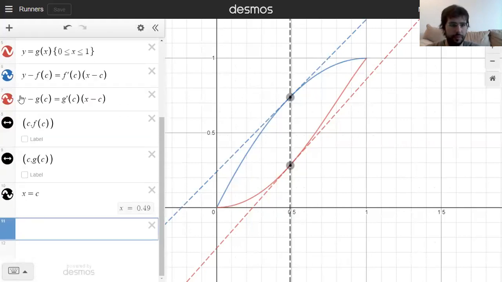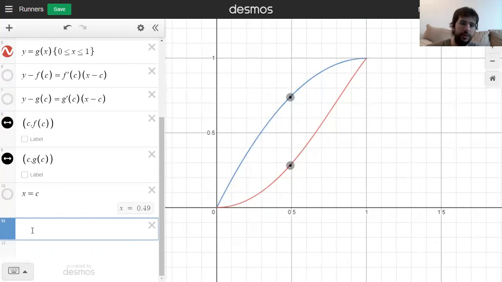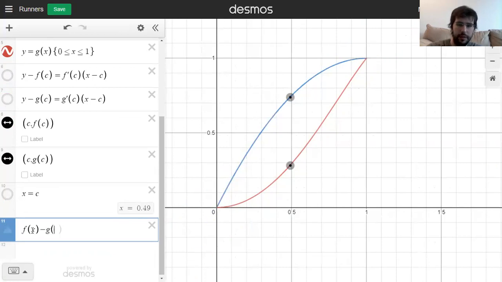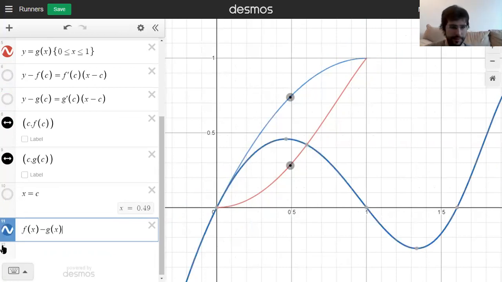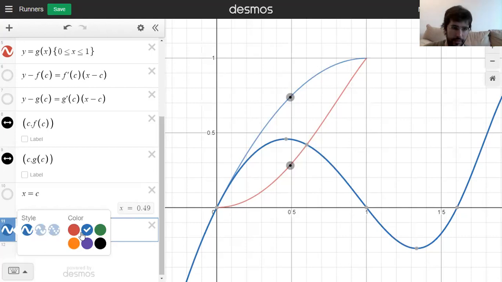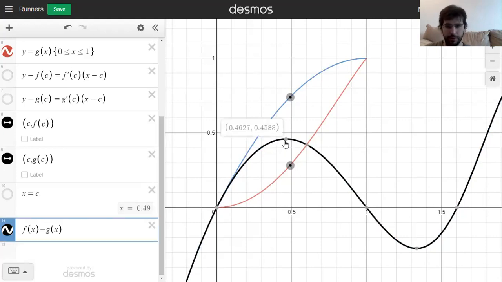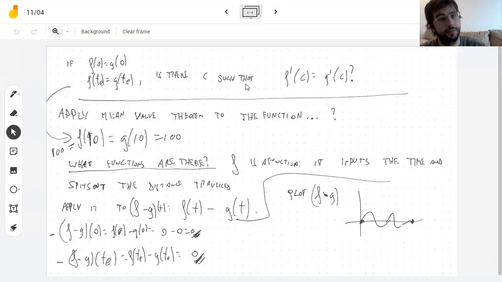So here's the two runners, and here's f minus g. Like I promised, this one begins and ends at zero. So what's happening here is that there's a point, apparently it's 0.4627 in this case, where this has a horizontal tangent. That's Rolle's theorem.